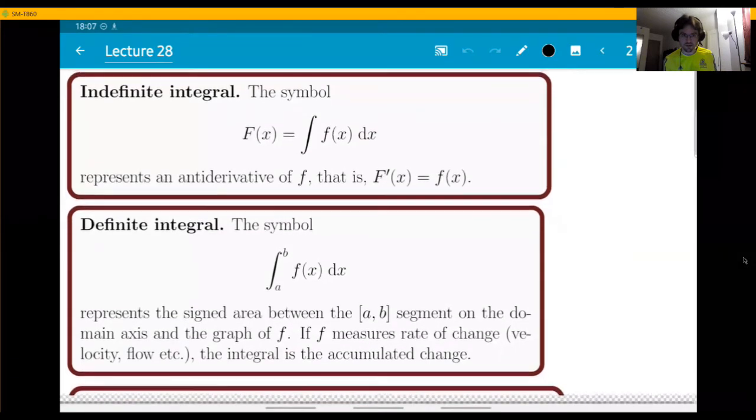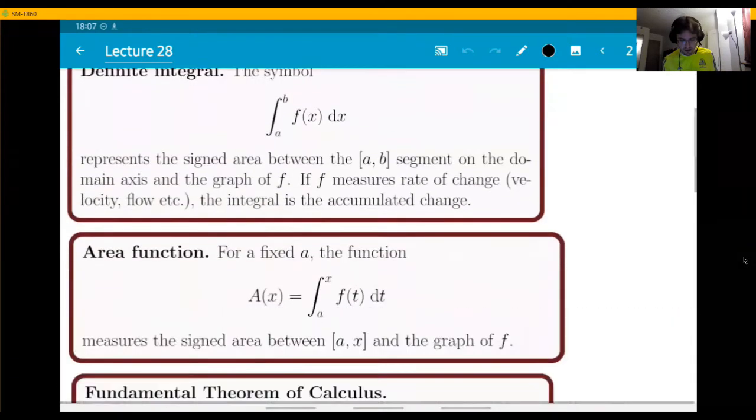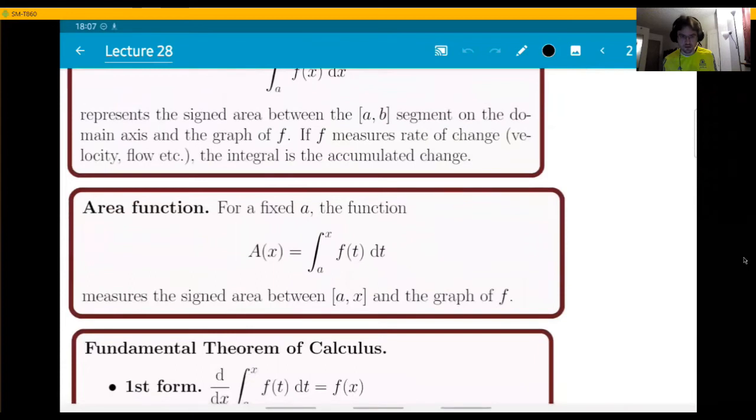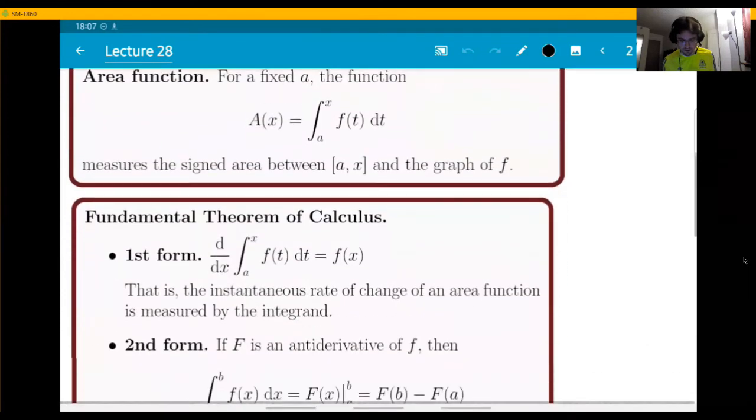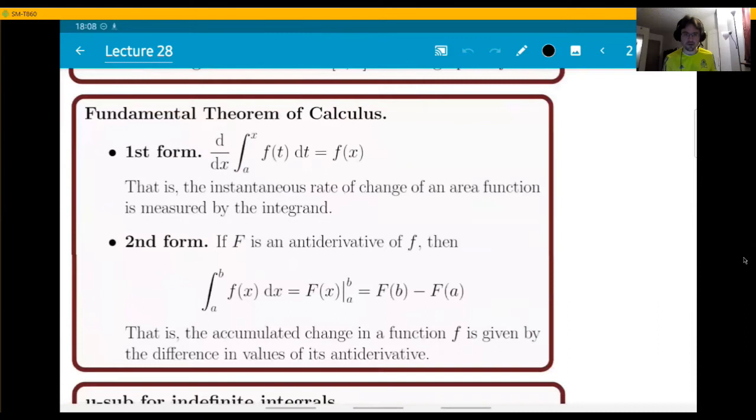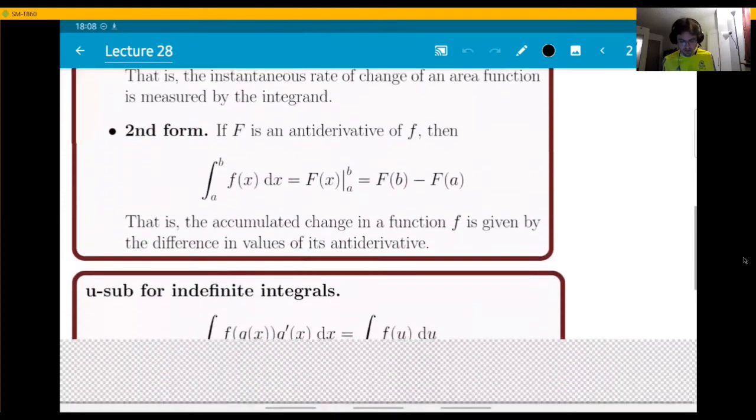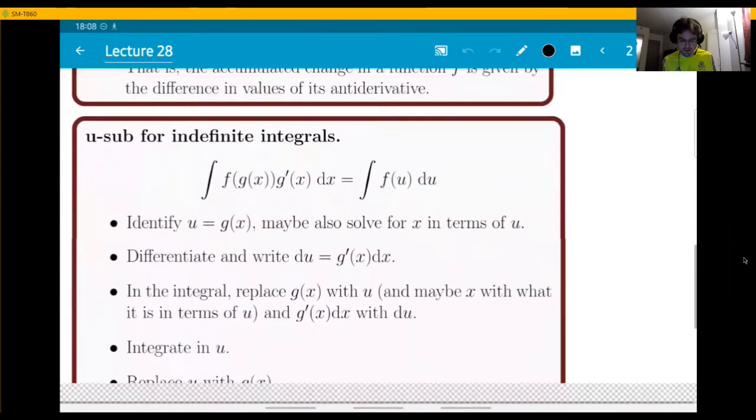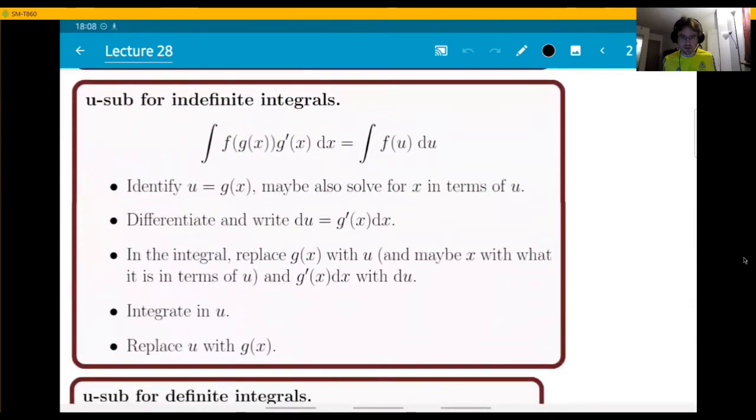Indefinite versus definite integrals, area function, and then the fundamental theorem of calculus, the two forms of saying it, one involving the area function, the other involving antiderivatives. The second form being the one that's the most useful usually. And then finally u sub, both for indefinite and definite.